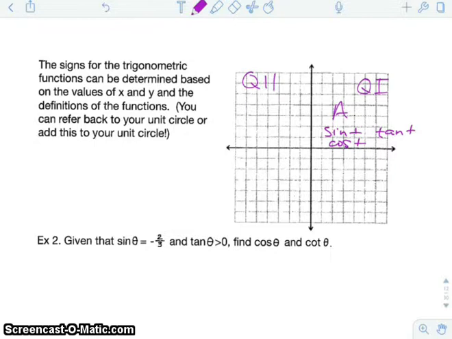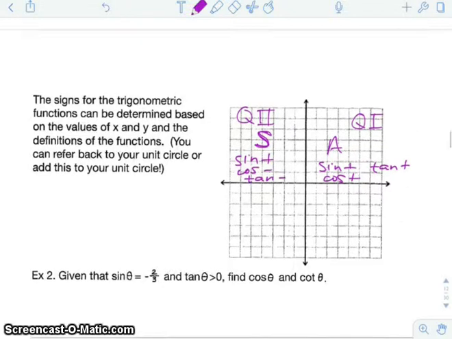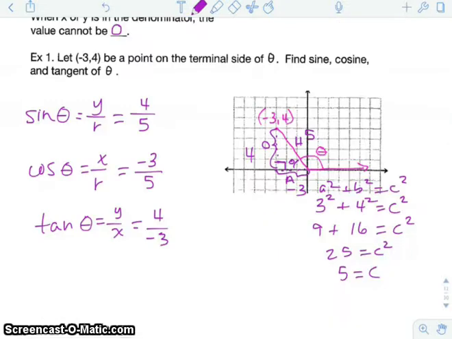In quadrant 2, only sine is positive. So sine is positive, but cosine is negative, and tangent is negative. If you look back up to the example we just did, in the second quadrant, our cosine value was negative and our tangent value was negative. Why? Because we were dealing with a negative x value, and cosine and tangent both rely on that x.